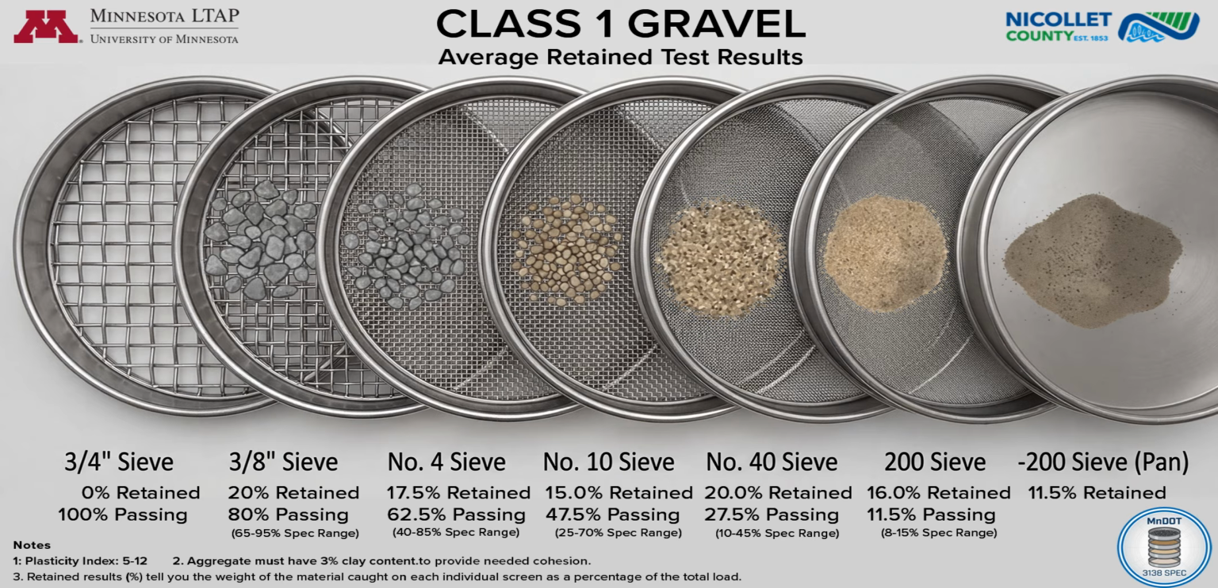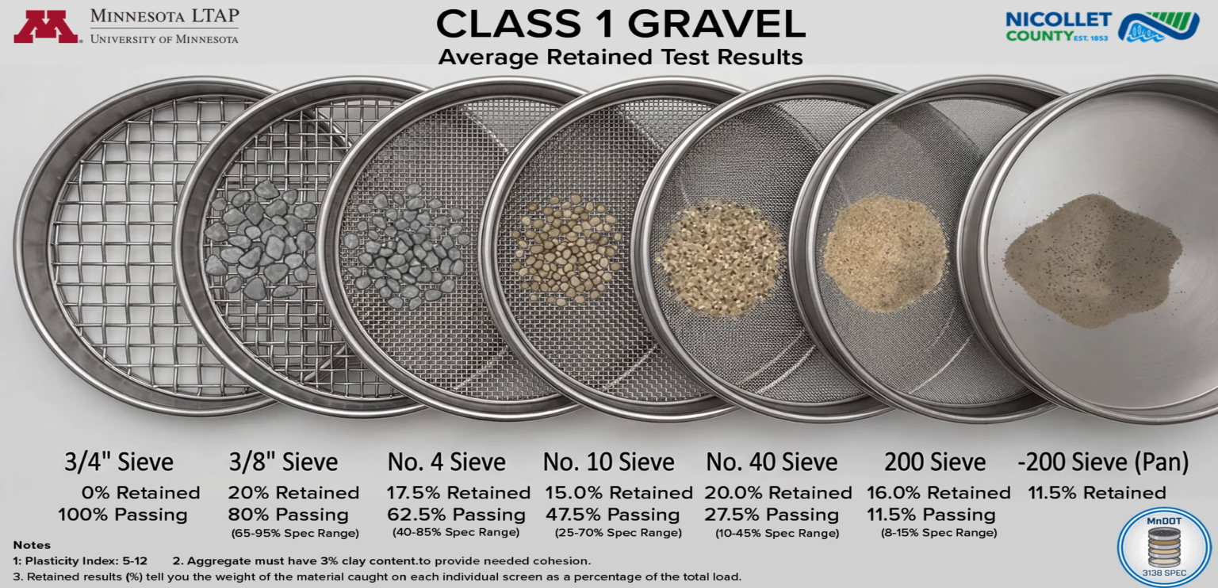Number 40 sieve. We retain 20%, leaving 27.5% passing. These sand percentages are critical. If these numbers are too high, the road remains loose and unstable. The bottom of the stack tells us if the road will actually stay together.